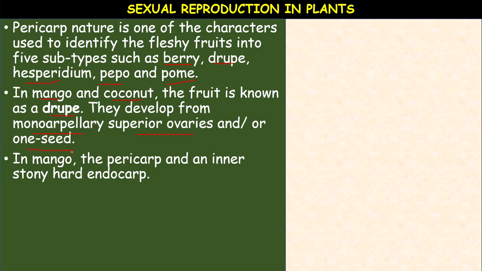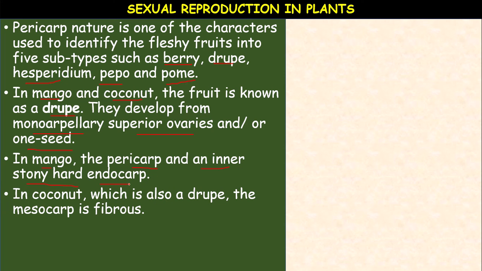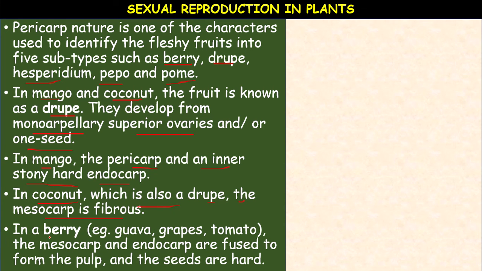In mango, the pericarp and an inner stony hard endocarp are present. In coconut, which is also a drupe, the mesocarp is fibrous. In a berry, for example guava, grapes, tomato, the mesocarp and endocarp are fused to form pulp and the seeds are hard. The seeds are very hard.